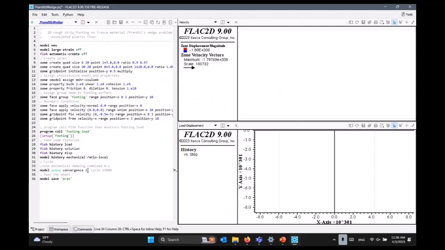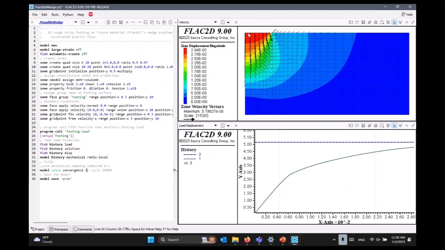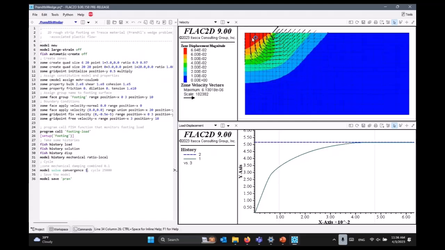So let's see if I execute this file. Let's see what we're going to see. You see that the punch is essentially pressed here, and it starts flowing. The material starts flowing this way.